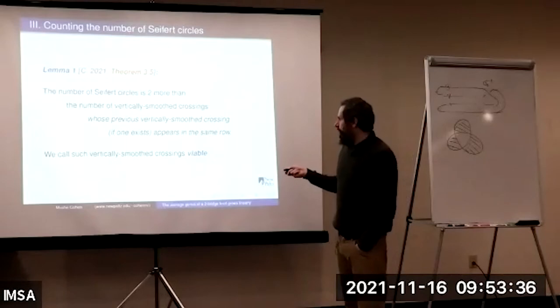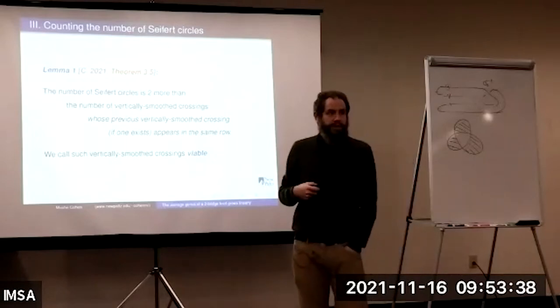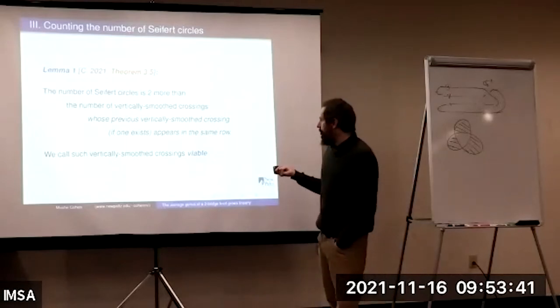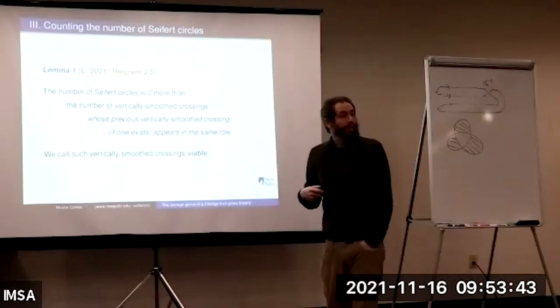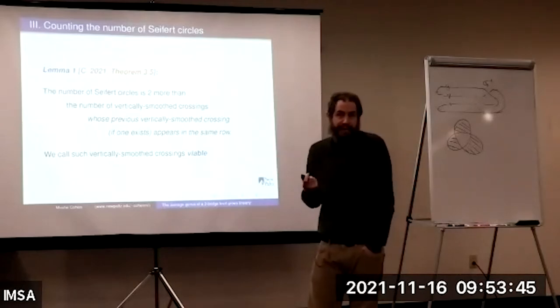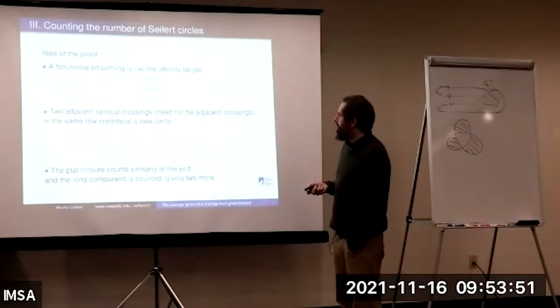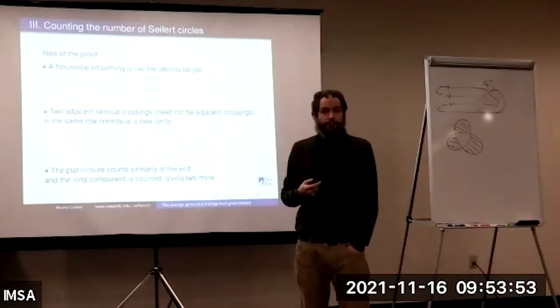Ultimately, I would like to count the number of viable vertically smooth crossings, and I'm not going to be able to do that so easily. So I'm lazy, and I just take a bound by counting the number of vertical crossings, which is a little bit easier. So here's the idea of this proof.